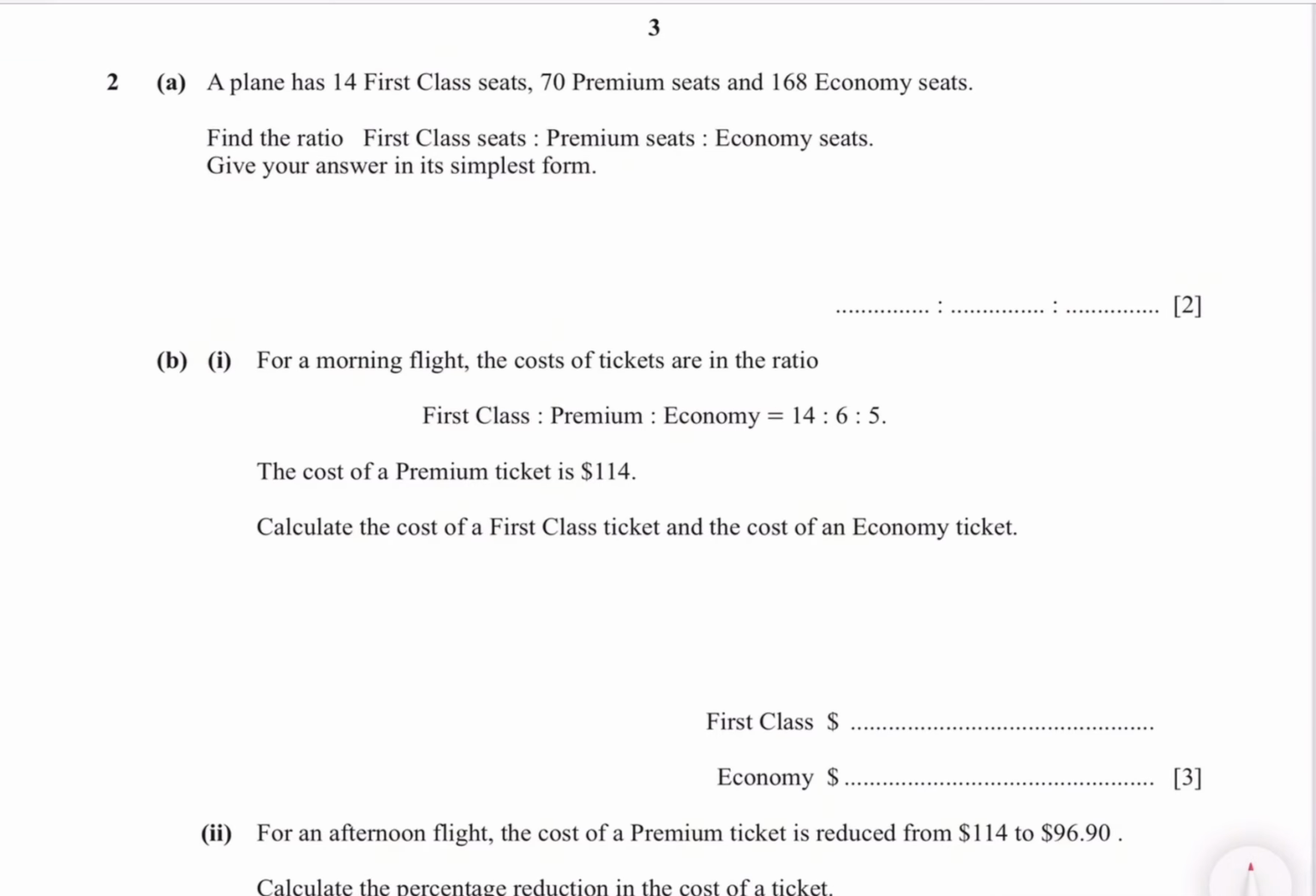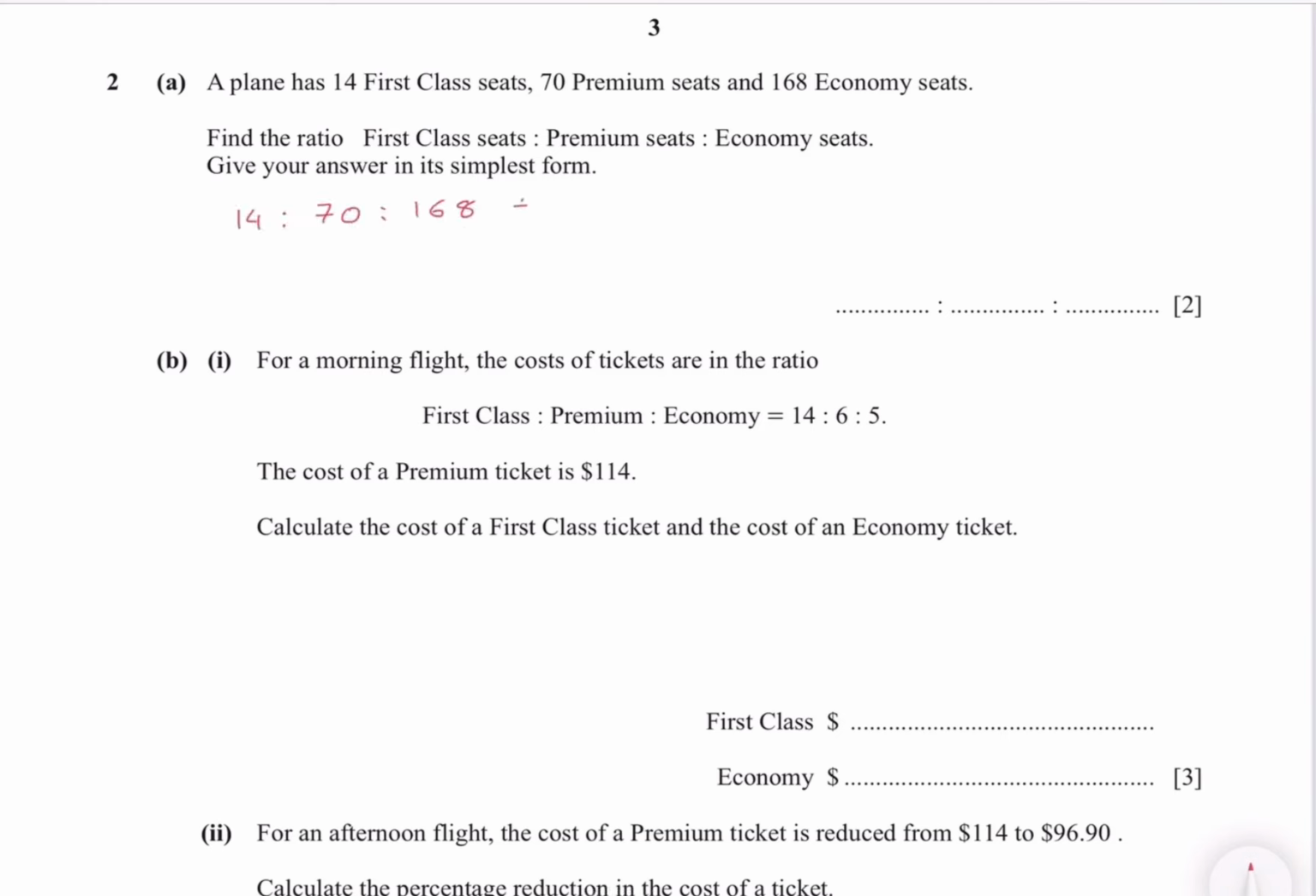Question number 2. A plane has 14 first class seats, 70 premium seats, and 168 economy seats. Find the ratio first class seats to premium seats to economy seats. Give your answer in simplest form. So you write 14 ratio 70 ratio 168.